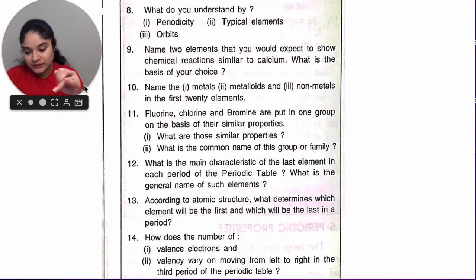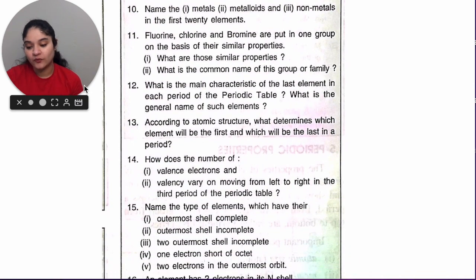Now the next question is, how does the number of valence electrons and valency vary on moving from left to right in the third period of the periodic table? So when we talk about the periodic table and we are moving from left to right, when we talk about valence electrons, so valence electrons are increasing by 1. So you start with 1 electron, 2, 3, 4, 5 till 8. That is how your number of valence electrons vary.